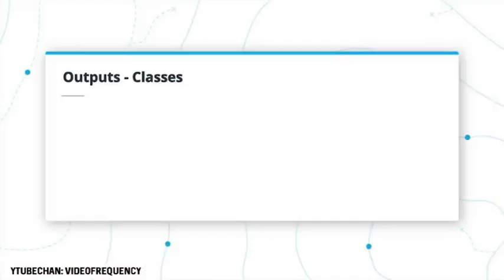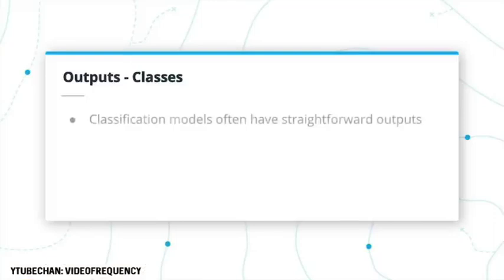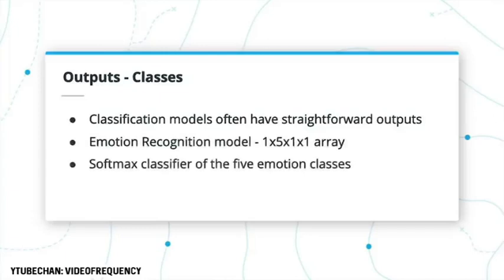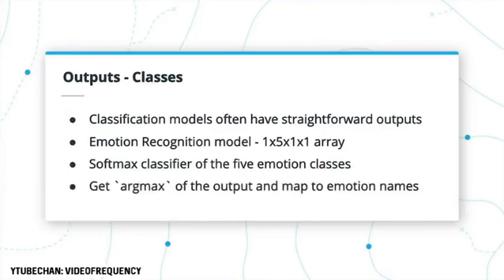One of the typically easier outputs to handle are those from classification models. If we take a look at the emotion recognition model, we'll see it's just a 1 by 5 by 1 by 1 array. This is just the softmax classifier for the 5 emotion classes available. If you have an array that maps the emotion names back to this classifier, you can use the argmax of the output to grab the most likely class.